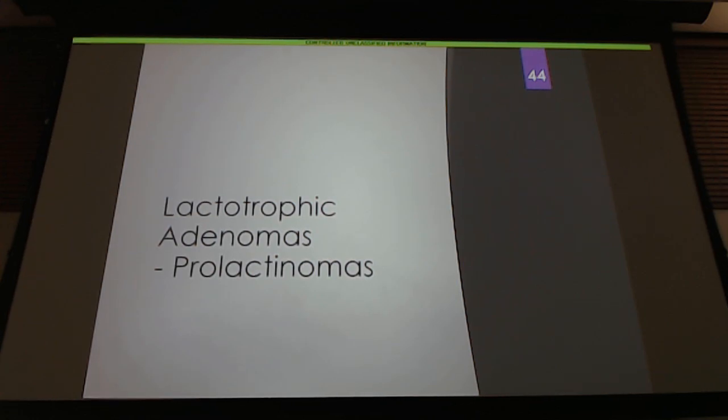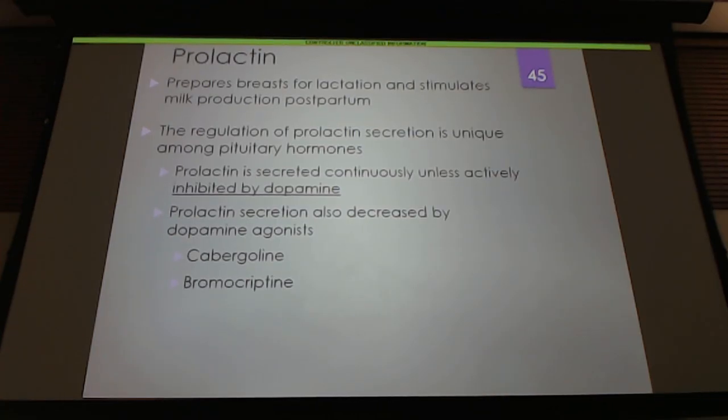So prolactin is normal, right? We're talking that prolactinoma is excess, right? So we need prolactin for lactation and it stimulates milk production, right? So it's important for our female patients who just had a baby.